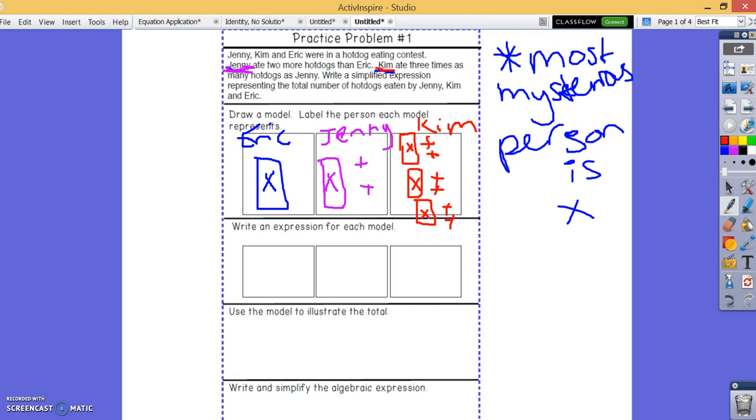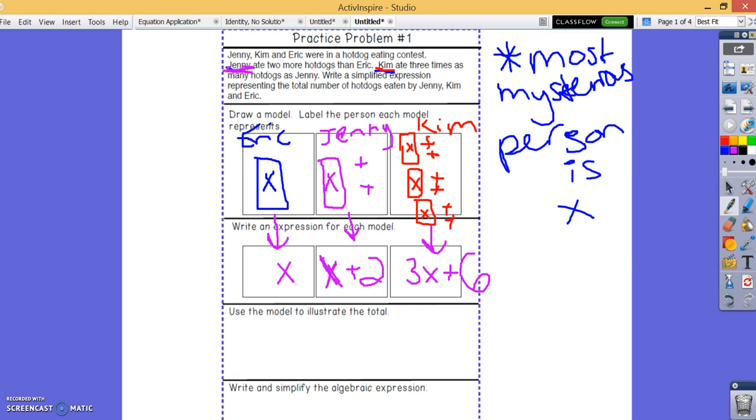Now we're going to write an expression for each model. So Eric was just X. Jenny was X plus 2. And then Kim was 3X plus 6.